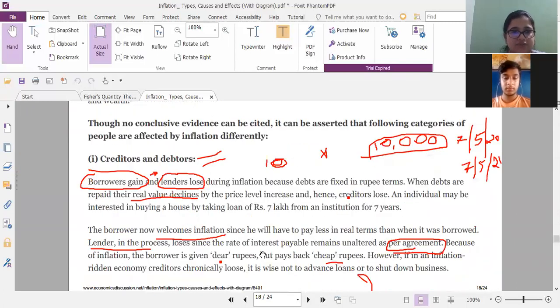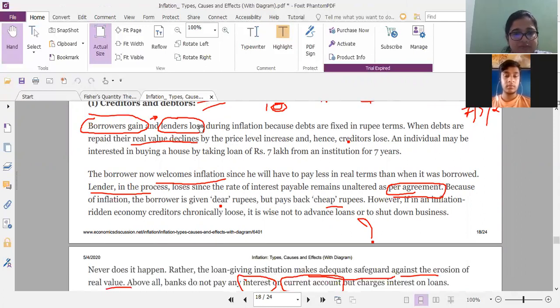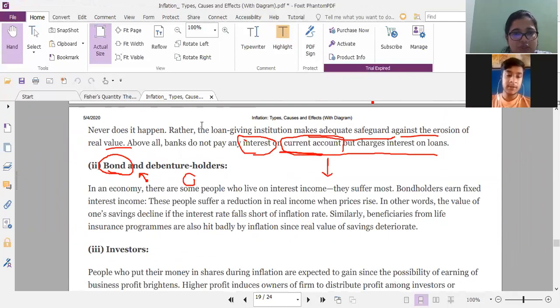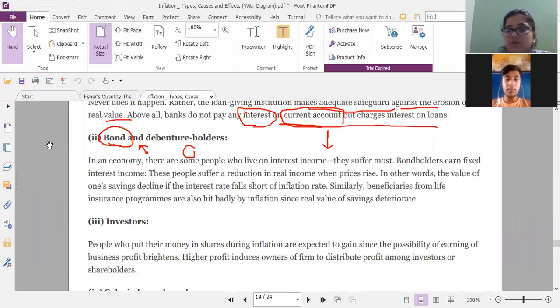Here we saw this first point, creditors and debtors, right? We saw how the creditors are at loss, whereas the debtors are at gain, right? Yeah, ma'am. Then the second point under effects is bond and debenture holders. I explained what is a bond, right? What is a bond? Can you tell me?